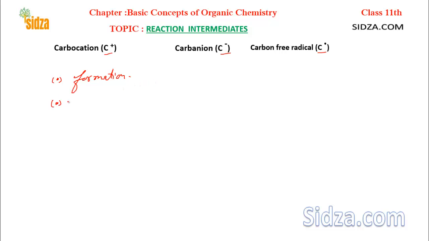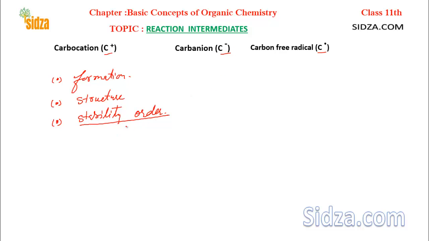Similarly, we will discuss their structure, right? What is the structure of a carbocation? What is the structure of a carbanion or the carbon free radical? Similarly, we will also discuss the stability order, right? This is the most important point. If you have, suppose, two or three types of carbocations, how would you arrange them in their order of stability?